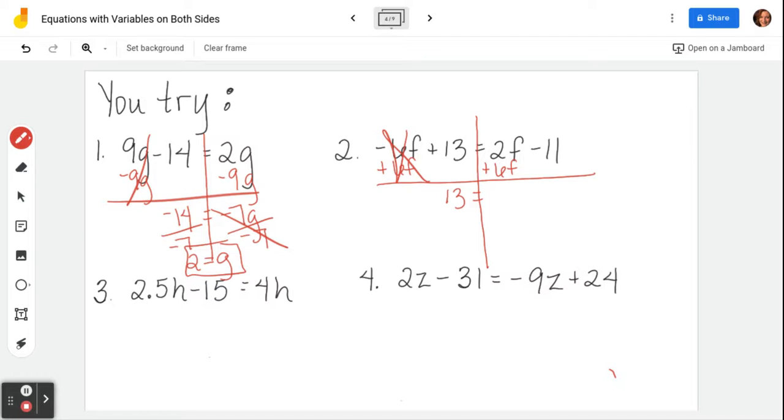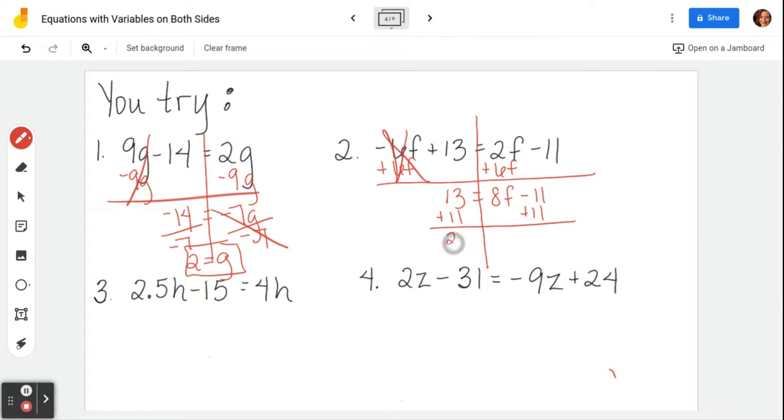Equals 2f plus 6f is 8f minus 11. Now I have to get rid of what's with the variable, but not directly touching it. So I've got to get rid of that minus 11. The opposite of subtracting 11 is adding 11, so I'm going to do that to both sides to keep it balanced.